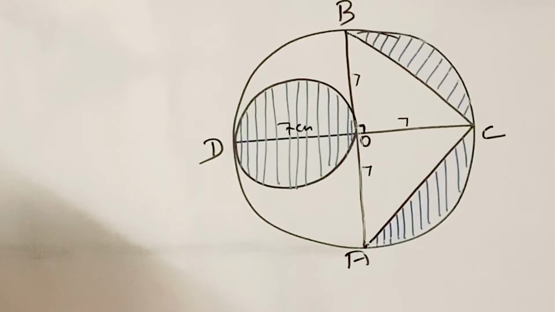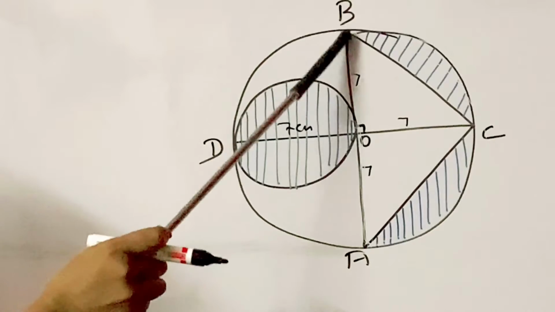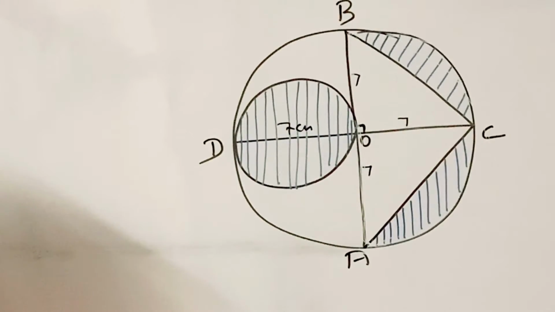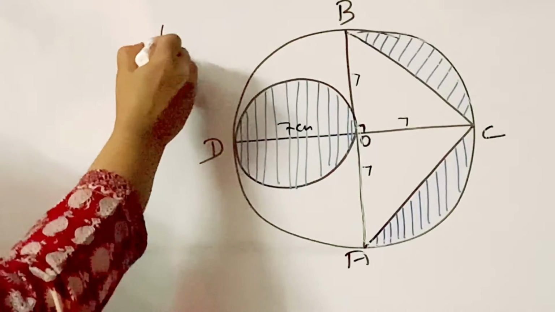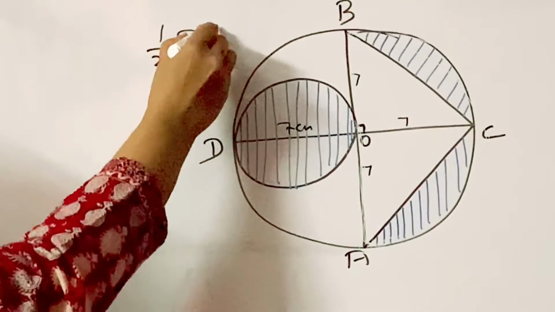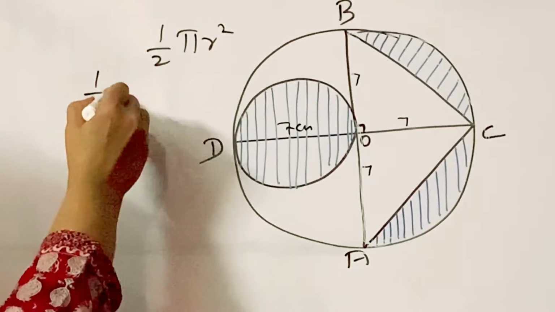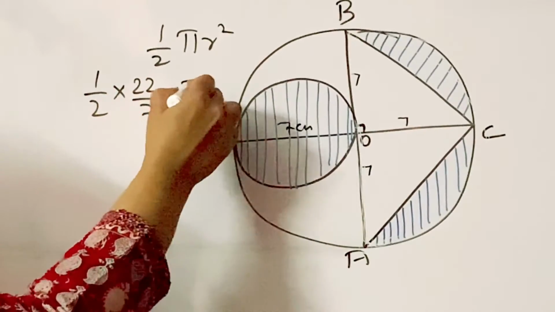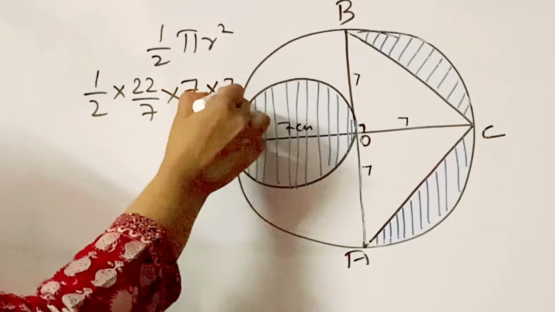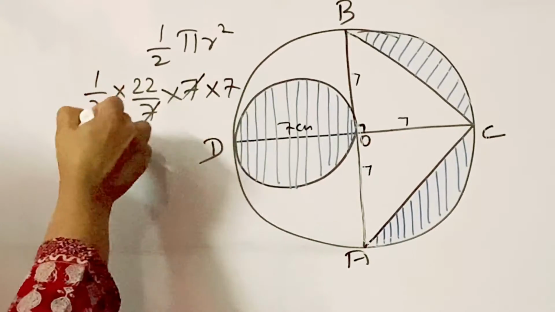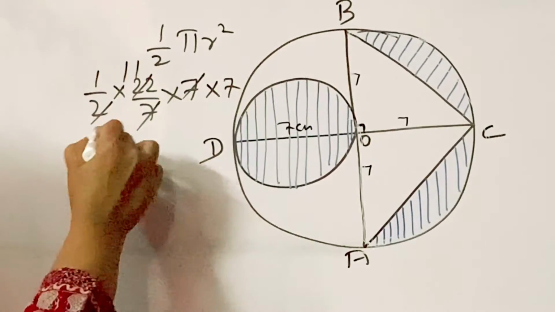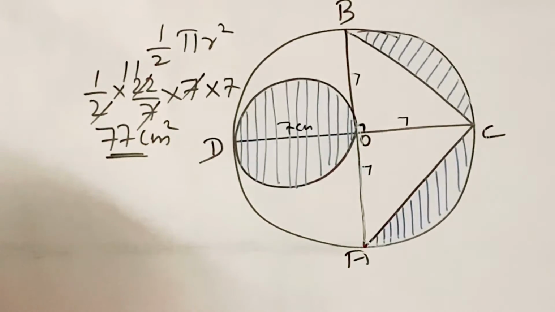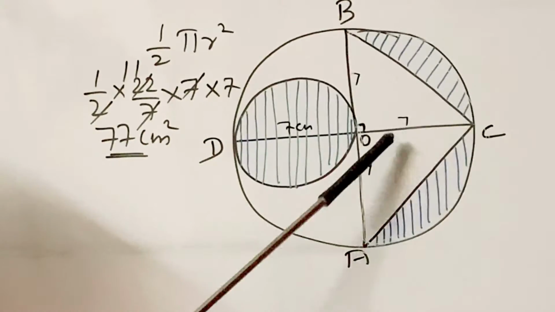Now let us find out the area of this semicircle. What is the area of the semicircle? That is half pi r square. Here half into pi, 22 by 7, into r is 7. It is 77 centimeter squares. That is the area of the semicircle, this semicircle.